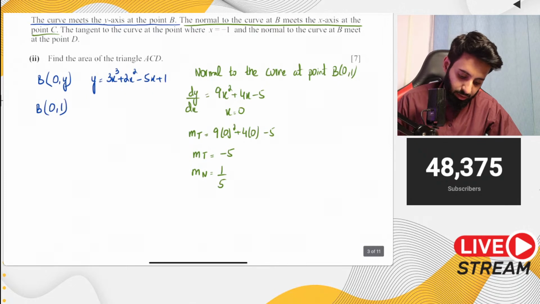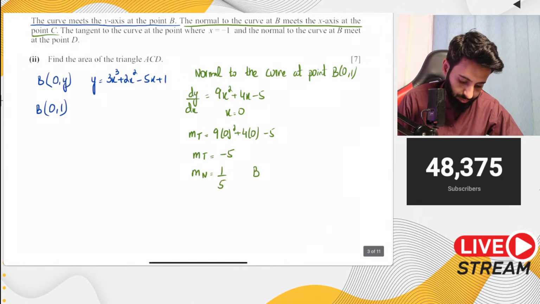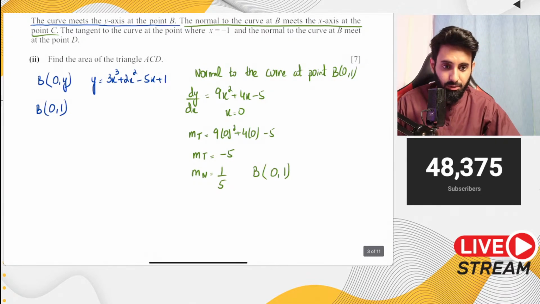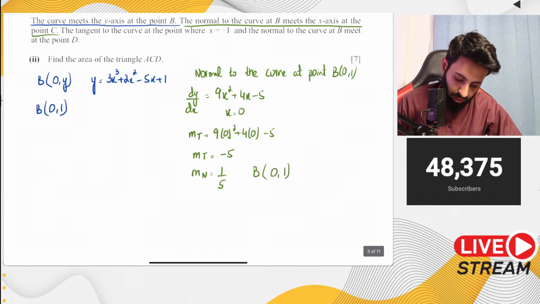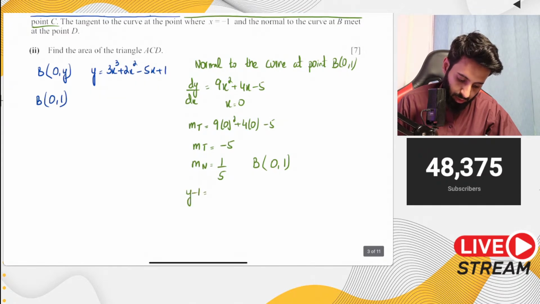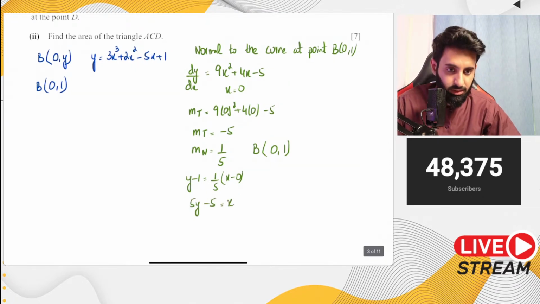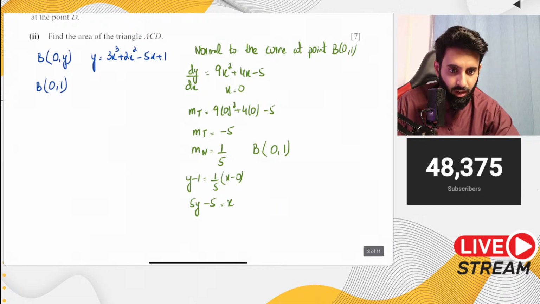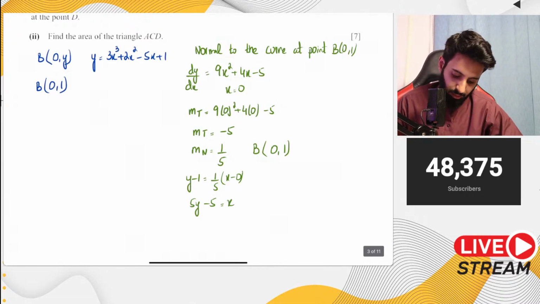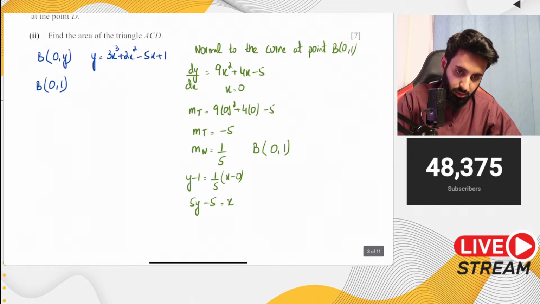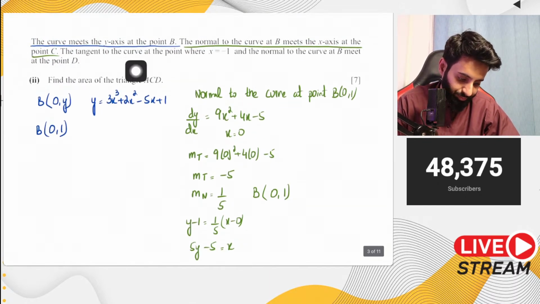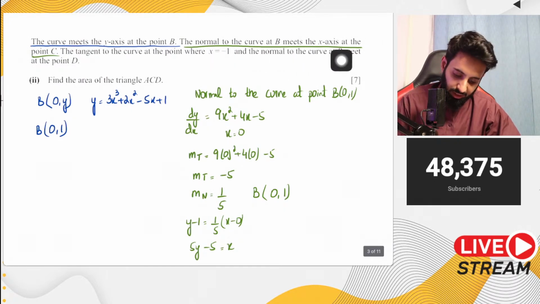So the gradient of the normal is equal to 1 upon 5. Now the point at which we need to find the equation of the normal is (0, 1). So y minus 1 equals 1 upon 5 into x minus 0. Cross multiplying, 5y minus 5 equals x. Then we need to find the point where the normal cuts the x-axis. The normal to the curve at B cuts the x-axis at the point C.